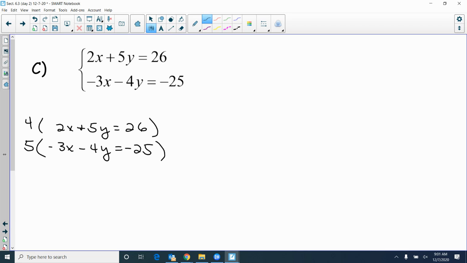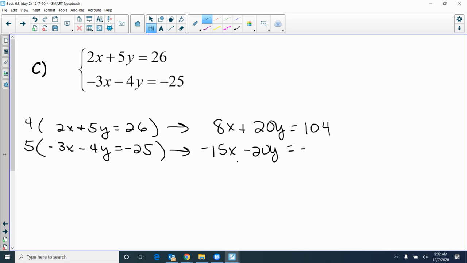Since this is a plus and a minus, they're already opposite signs. I don't need to make one of them negative. Now, like what Jordan did on the last one, if you made them both negative, it would still work. But when I do this one, my work's gonna look a little bit different. So 4 times 2 is 8x. 4 times 5 is 20y. And then 4 times 26, what is that, 104? And then 5 times negative 3 is negative 15x. 5 times negative 4 is negative 20y. And then 5 times negative 25 is negative 125.